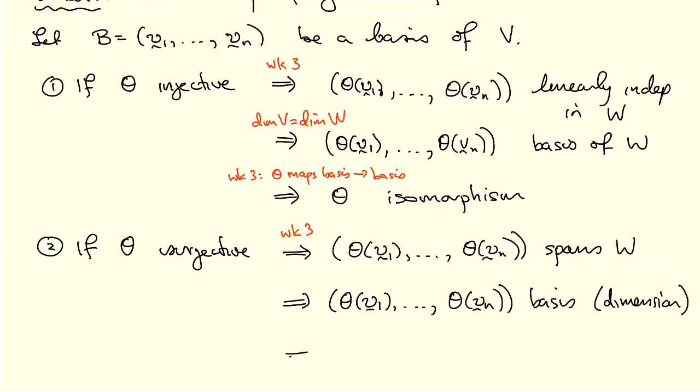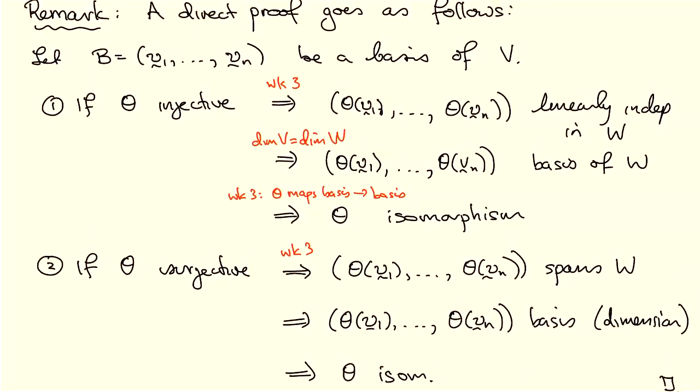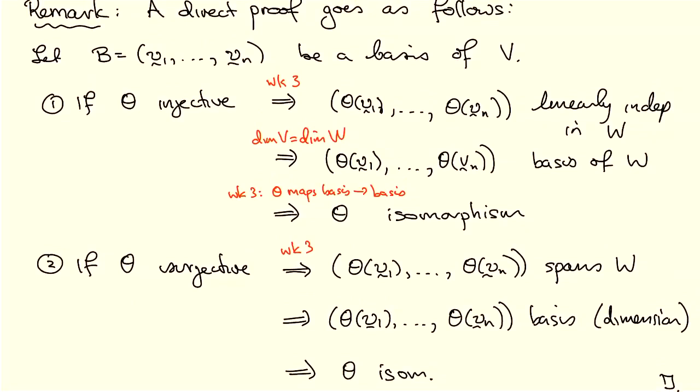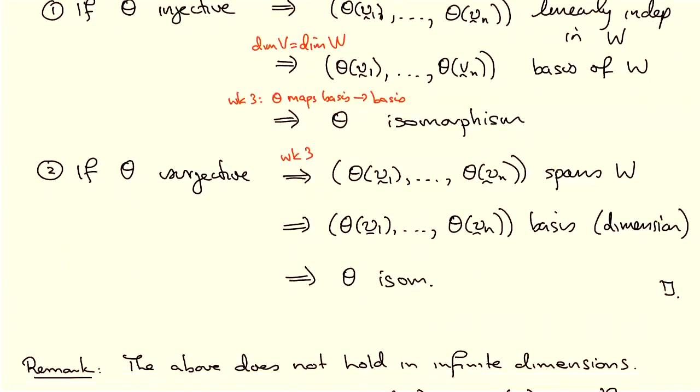And so it's, again, mapping a basis to a basis. So theta is an isomorphism. Okay, so it's a perfectly good proof as well, of course. So you don't know. It's not like you absolutely need the rank nullity theorem for that statement. Good.